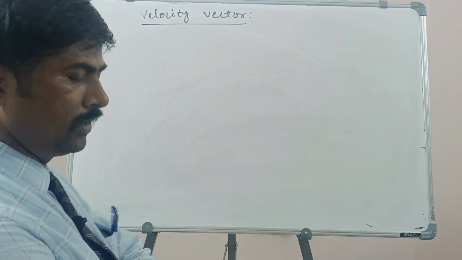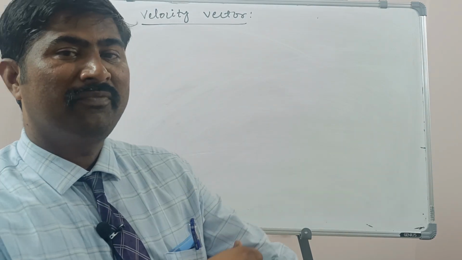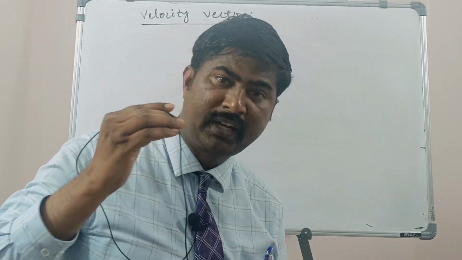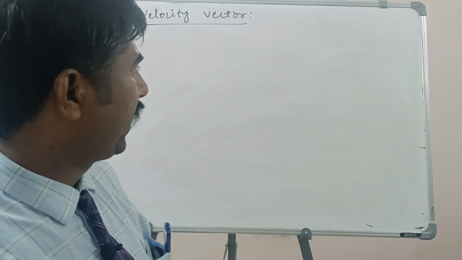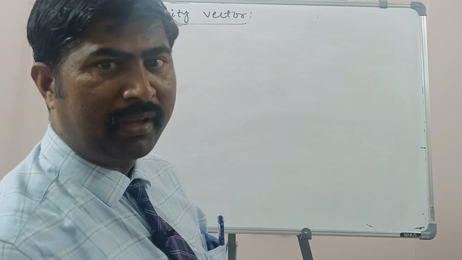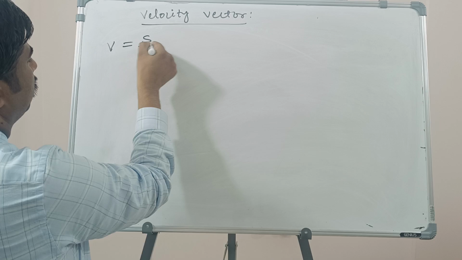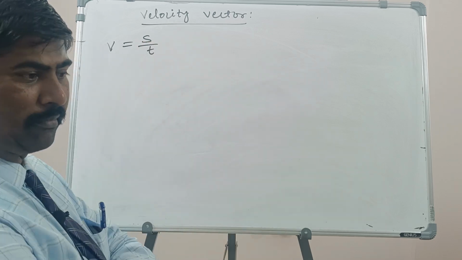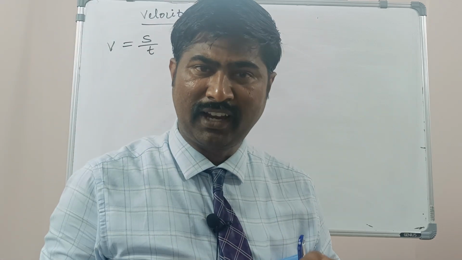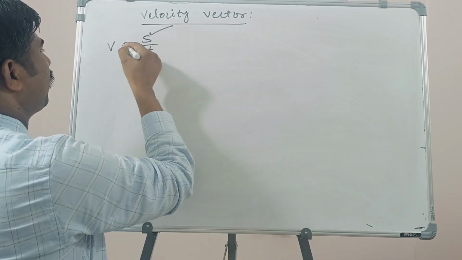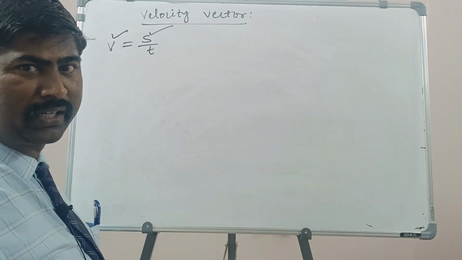Velocity vector. We know what velocity is. Velocity is the rate of change of displacement of a body with respect to time. In simple terms we write velocity is equal to displacement by time, and you know that velocity is a vector quantity. Why is it called a vector quantity? The reason is displacement is a vector quantity and hence velocity is a vector quantity.